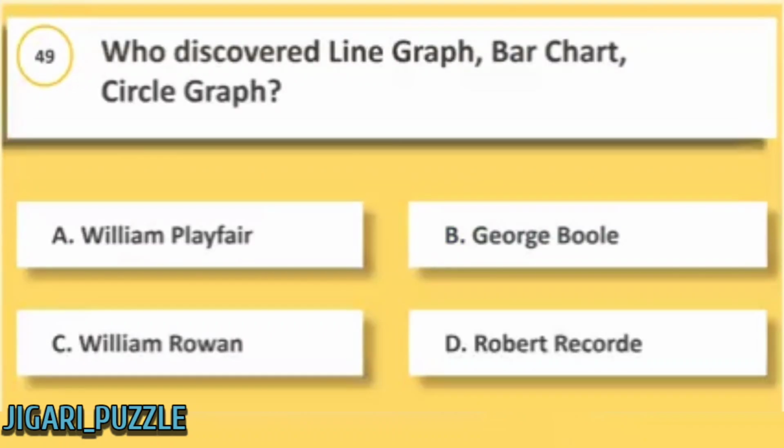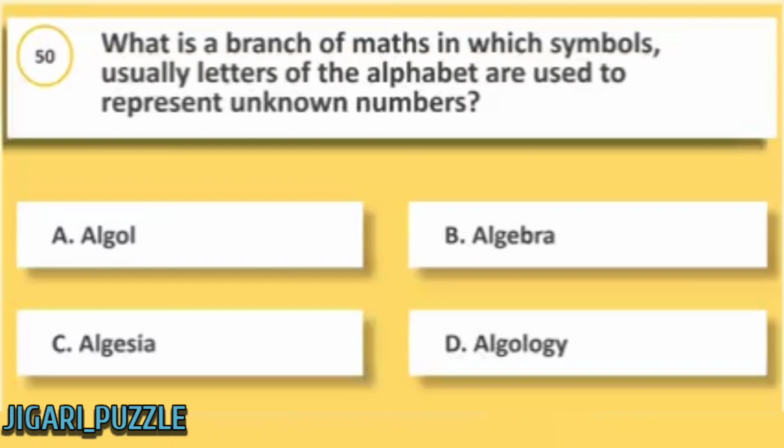Who discovered the line graph, bar chart and circle graph? William Playfair. What is a branch of maths in which symbols, usually letters of the alphabet, are used to represent unknown numbers? Algebra.